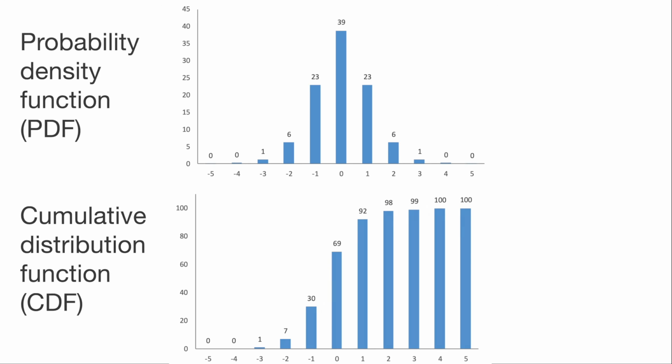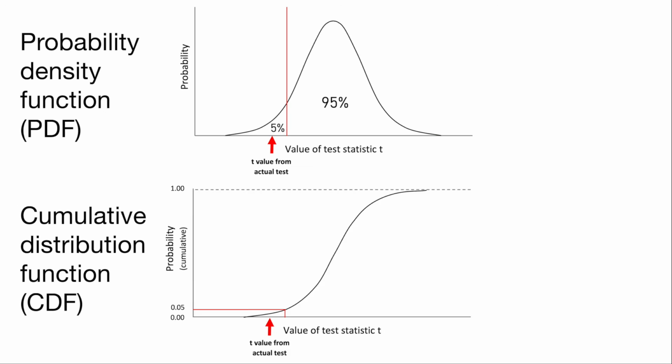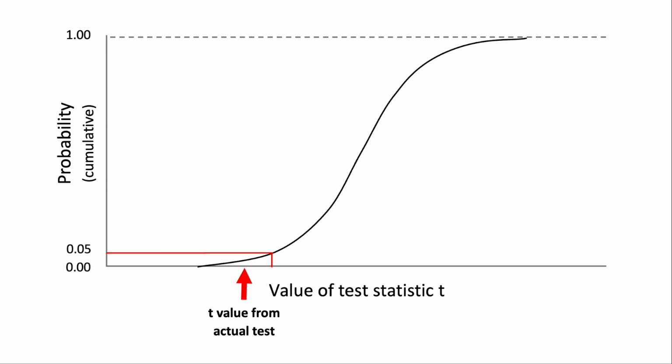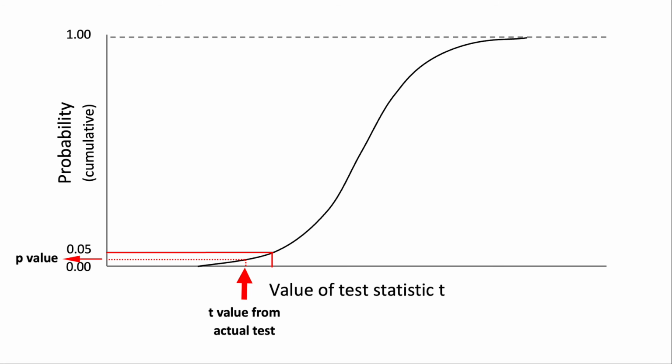Now let's go back to our original distribution. For this distribution, the cumulative distribution function looks like this. From this cumulative distribution function, we can now easily calculate a p-value. This is done by taking our t-value, the red arrow, on the x-axis, and looking up its p-value on the y-axis. So there we are. Using the cumulative distribution function, we can calculate our p-value. So now you know all the science behind p-values.